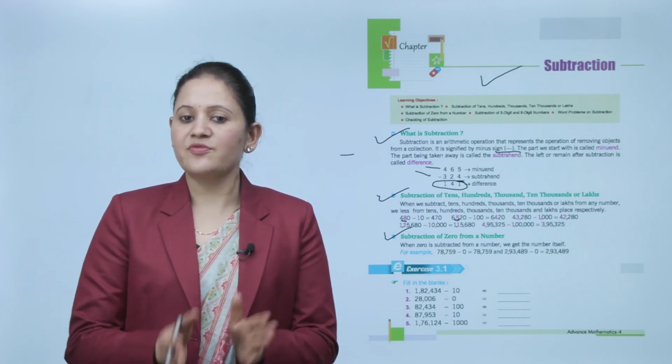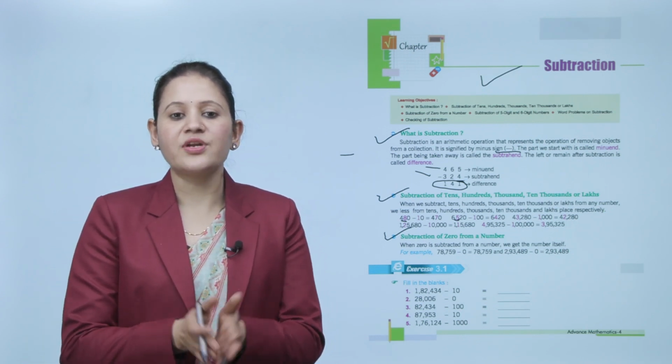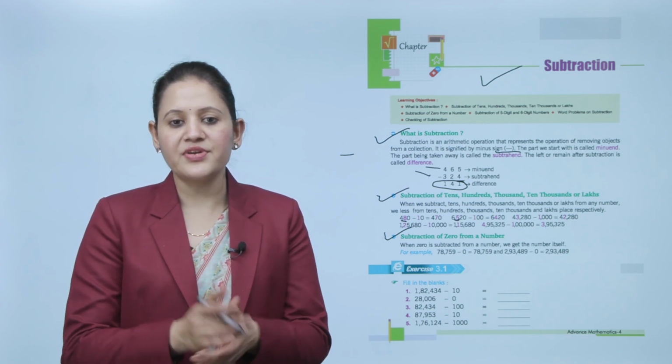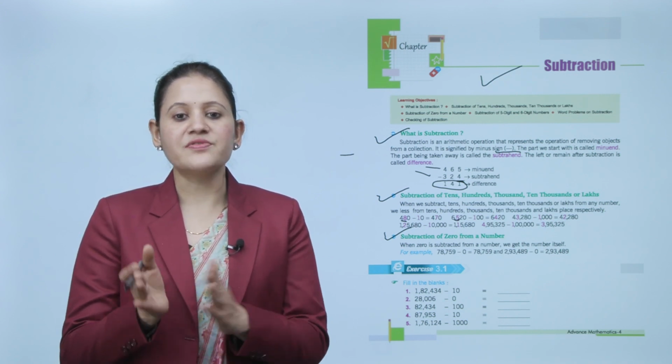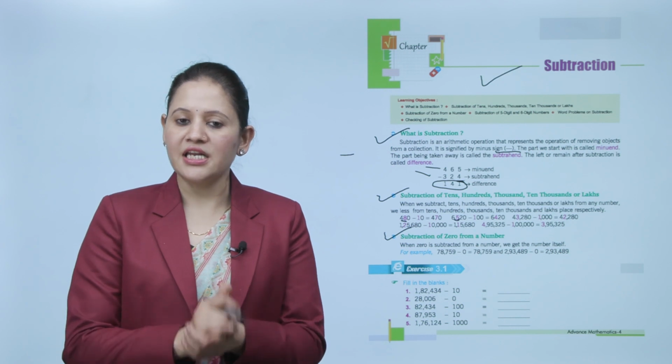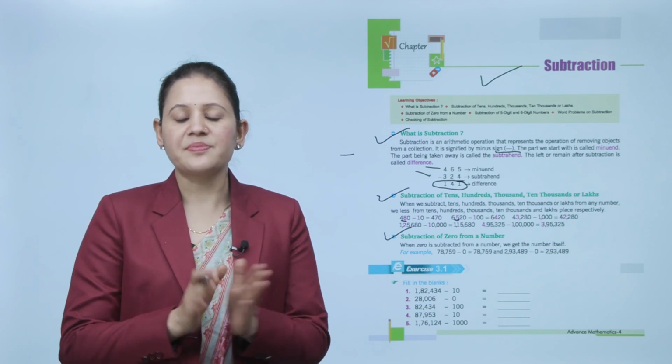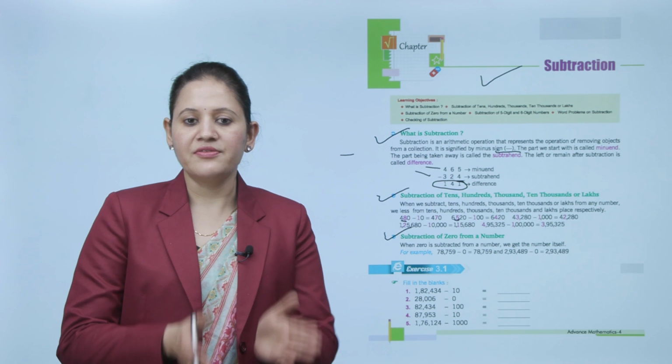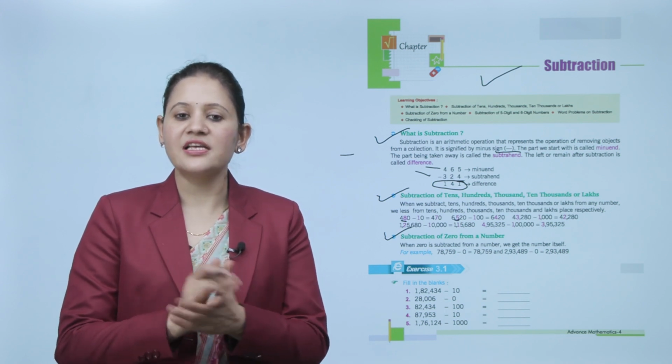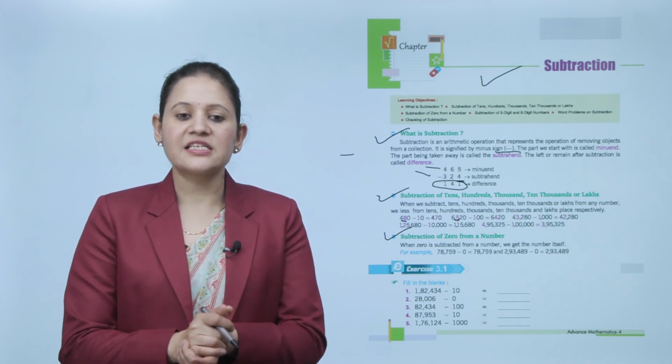Next is subtraction of 0 from a number. When 0 is subtracted from a number, we get the number itself. For example, 78,759 minus 0 will give you 78,759 as the difference. Because when we subtract 0 from any number, we get the number itself as the difference.